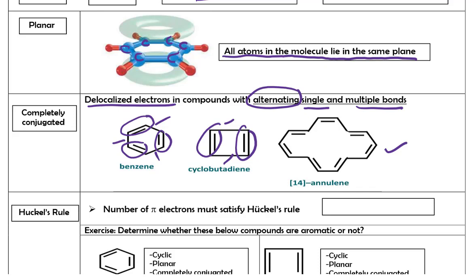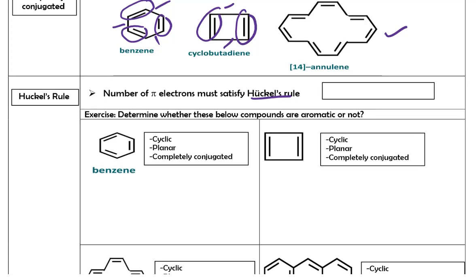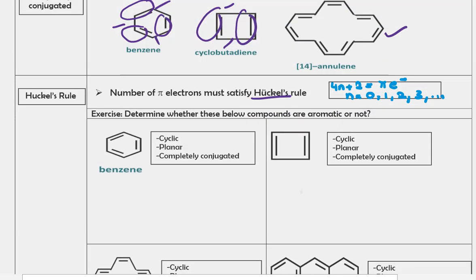The last one is Huckel's rule. The number of pi electrons must satisfy Huckel's rule. Huckel's rule is 4n plus 2 equals the number of pi electrons, where n is 0, 1, 2, 3 and so on. n cannot be a fraction or decimal. So we check for benzene.